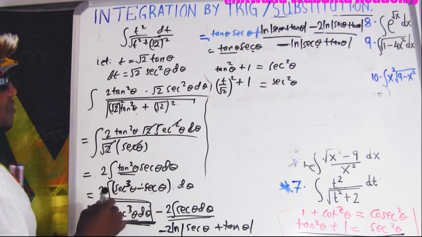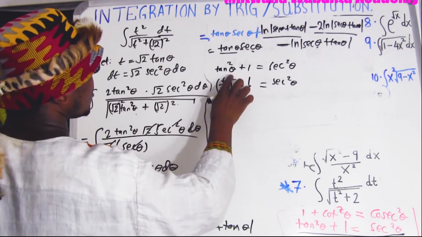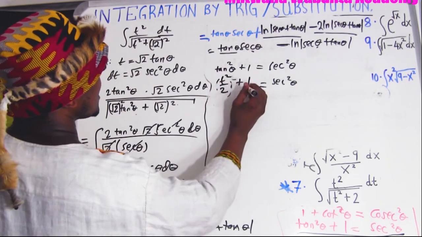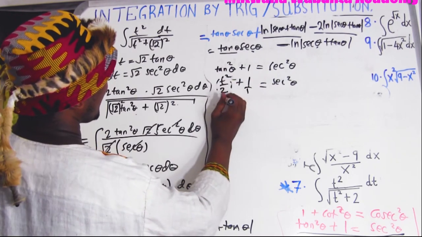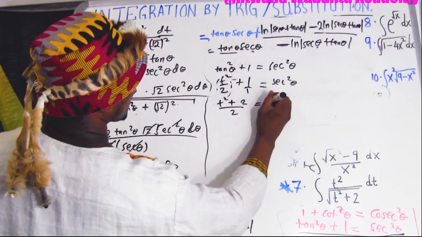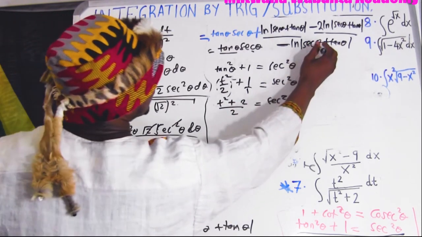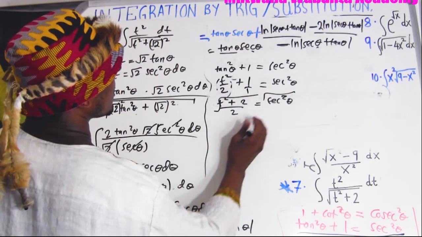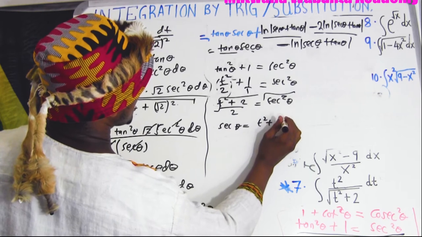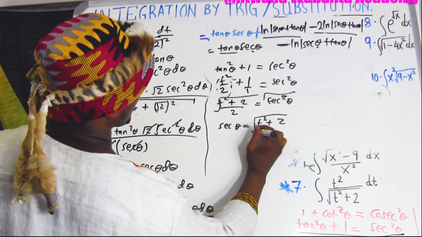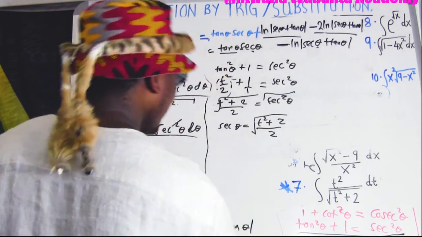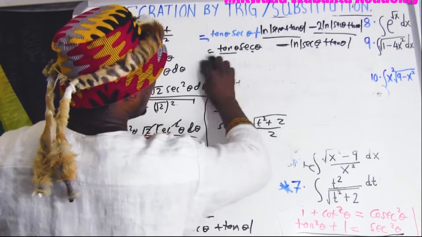square theta. Now, this is going to be t square over 2. So I can say t square over 2. So this is going to be common denominator. This is going to be t square plus 2 over 2 equal to sec square. But I want to get just sec. Square root and square root. So sec equal to square root of t square plus 2 over 2. So we can replace everything now. So we got everything. So let's replace everything now.